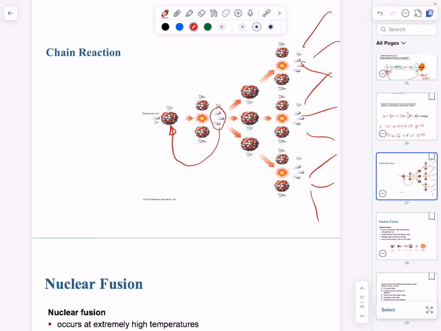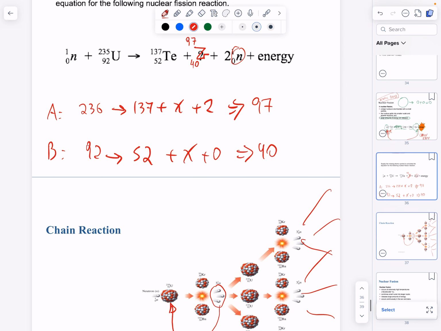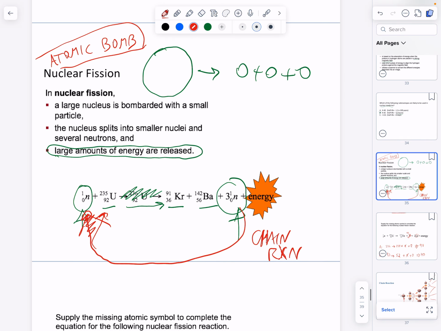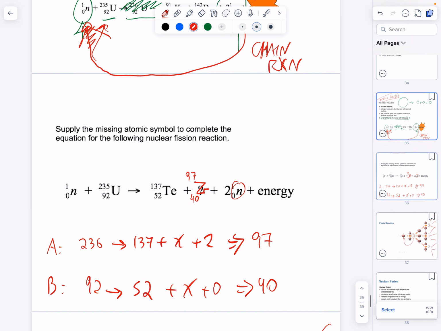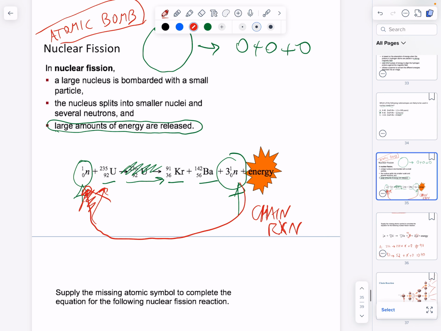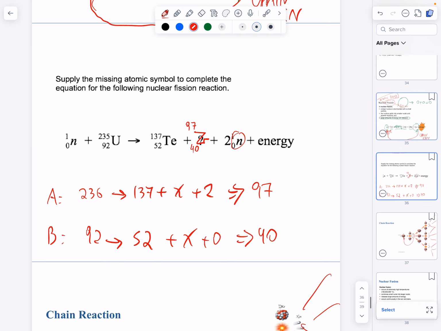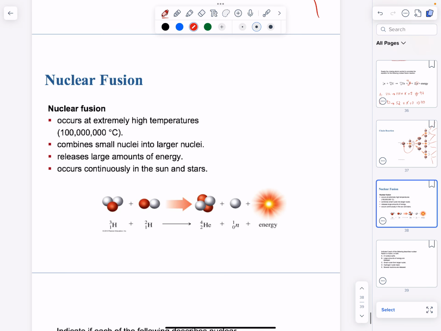Okay, another type of reaction is nuclear fusion. Fission means to break. That's why we break the huge element into smaller parts. Fusion means to unite, to bring together.